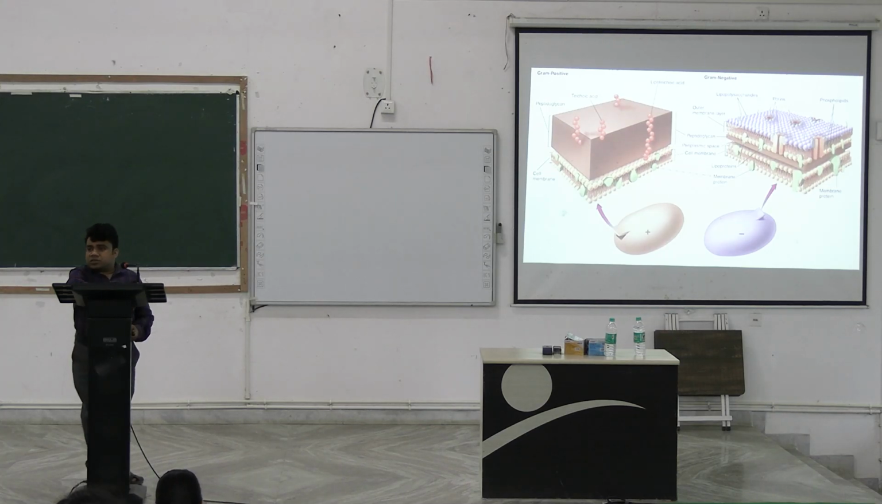Peptidoglycan is a mesh structure made of two main important materials. One is called N-acetylmuramic acid, and the other N-acetylglucosamine. They are arranged in a crisscross-like pattern.